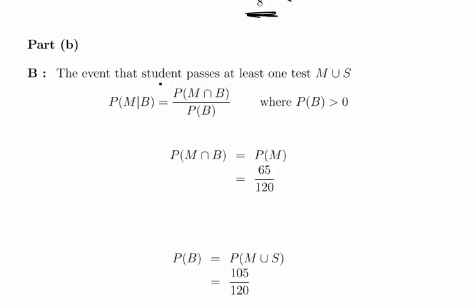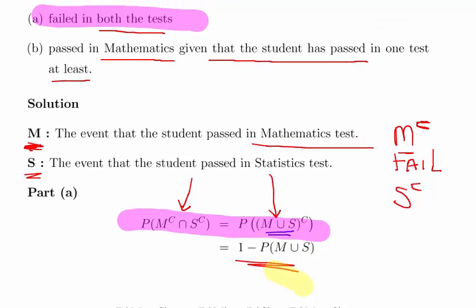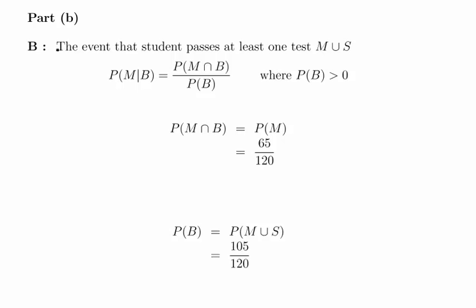Now, the second question is, let's read it again. Let's go back up here. The second question is, find the probability that the student has passed in mathematics given that the student has passed one test at least. Okay. So, B is the event that they have passed at least one test. So essentially, I'm just condensing it into another event here called B, just to make the notation easier to look at. So what we're asked to do is find the probability of M given B.